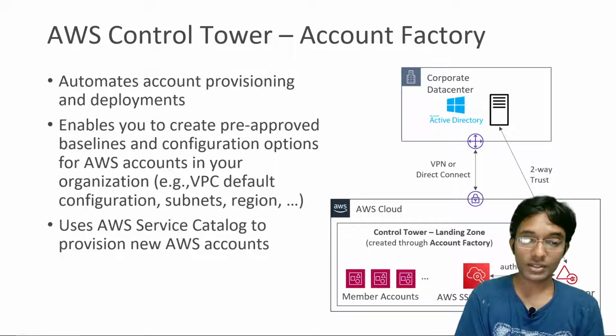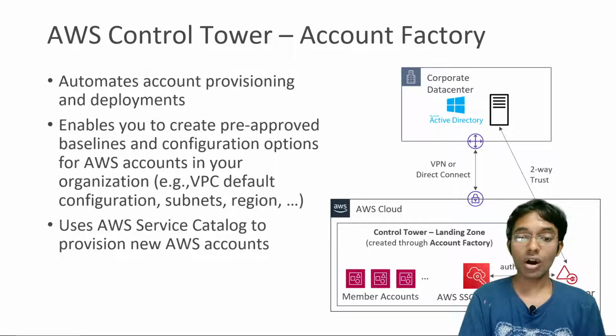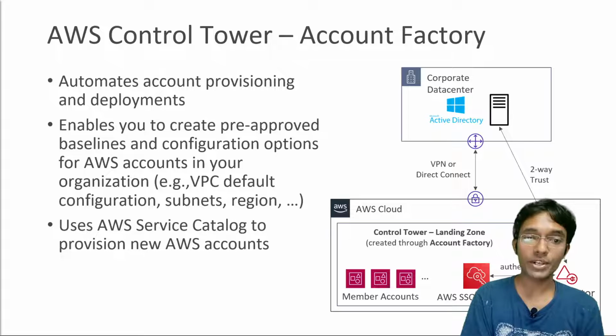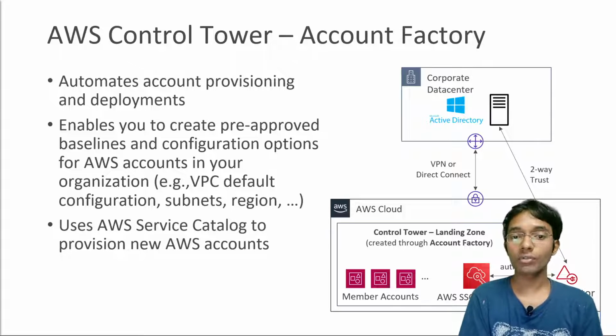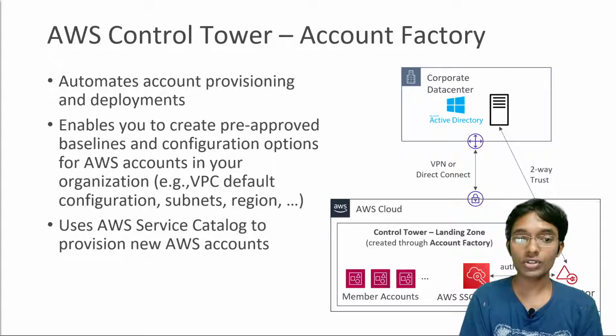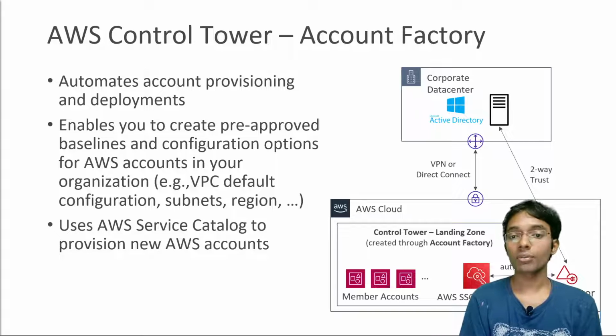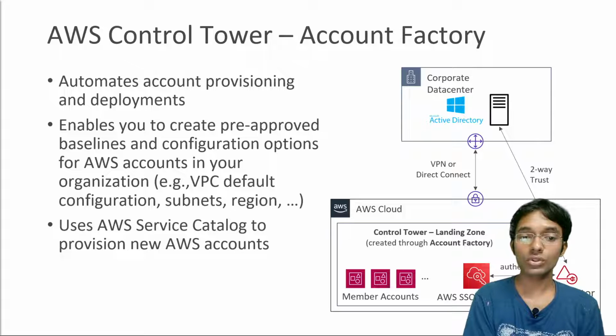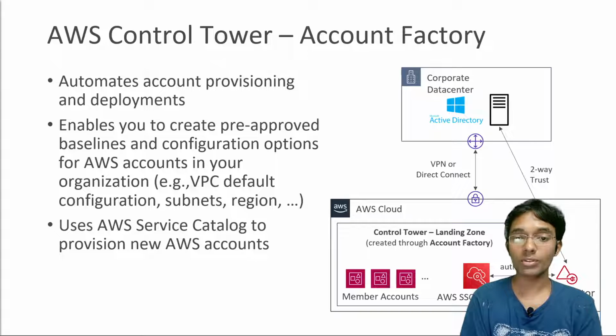Out of it, there is the Account Factory, which automates account provisioning and deployments. It allows you to create pre-approved baseline and configuration options for all the accounts in your organization, such as configuring the default VPC, the subnets, the regions, and so on. To do so, it uses the underlying service called AWS Service Catalog to provision these new accounts. So let's have a look at where an Account Factory would be very helpful.